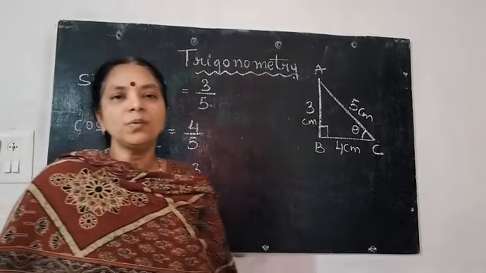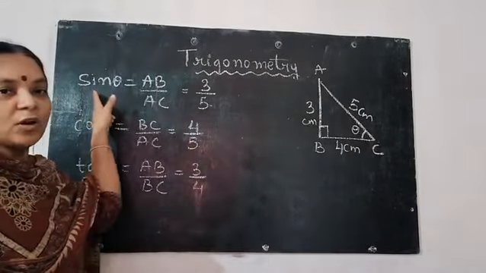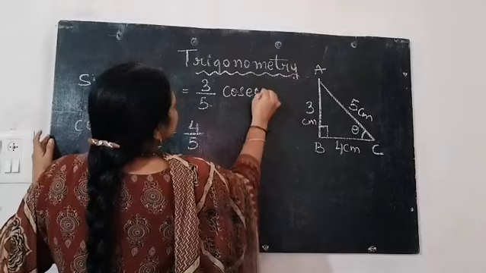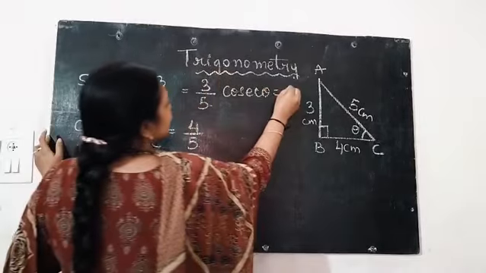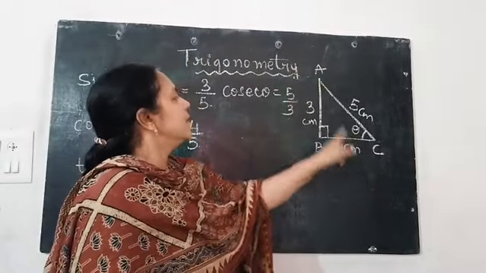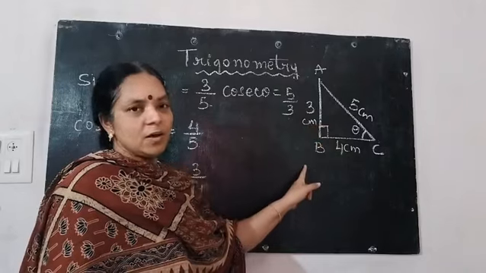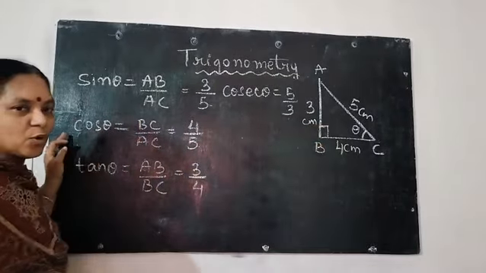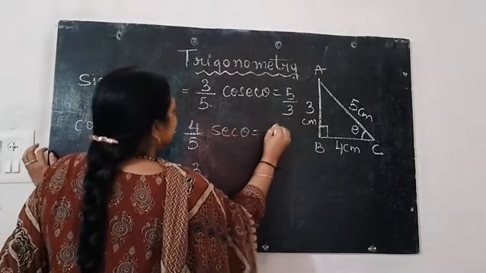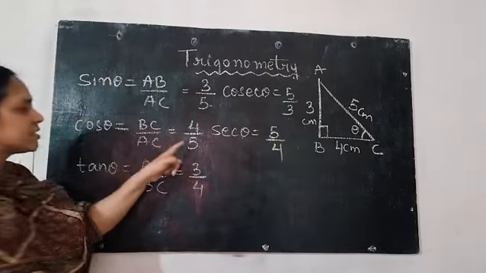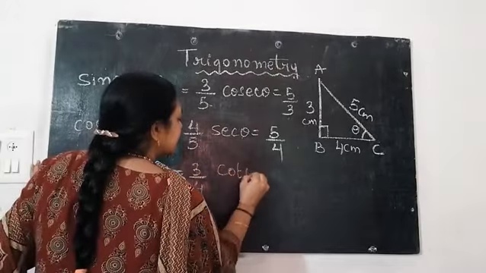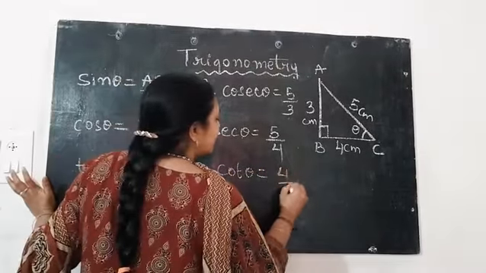We already know that the reciprocal of sin theta is cosecant theta. So cosecant theta is 5 by 3, which is AC by AB, hypotenuse by opposite. And what is the reciprocal of cos theta? It is secant theta. So secant theta is 5 by 4. You can just write the reciprocal. And what is the reciprocal of tan theta? That is cot theta. So cot theta is 4 by 3.